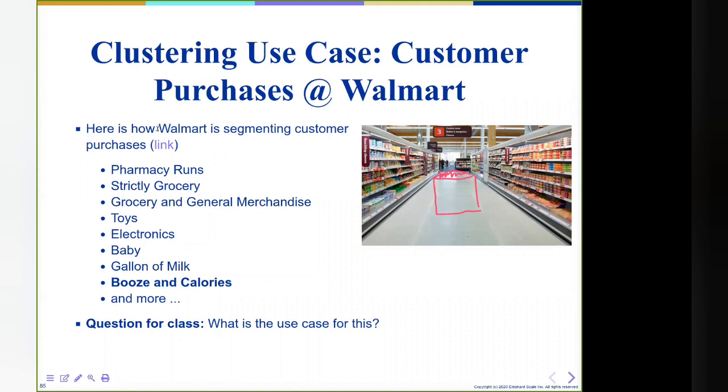Walmart basically published their shopping cart analytics. You can look at the link here. They clustered their shopping baskets like this: pharmacy run. Let's say you have a cold, you went directly to the pharmacy and bought some cold medicine, and that's it. Or you just went to buy groceries, or just a gallon of milk. That's it, you just order milk, just pour the milk.